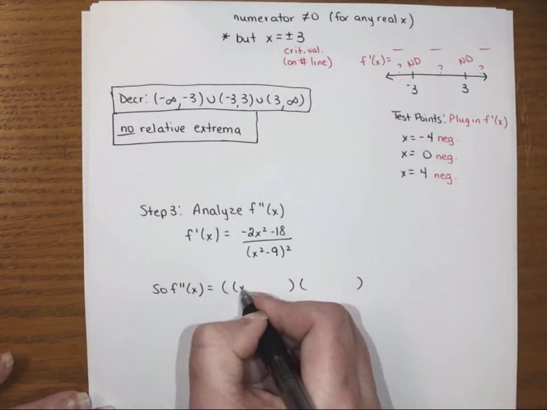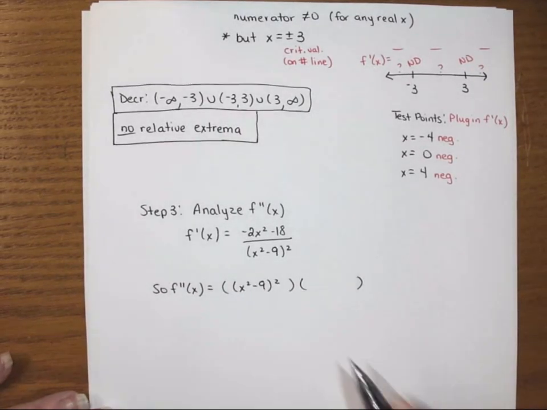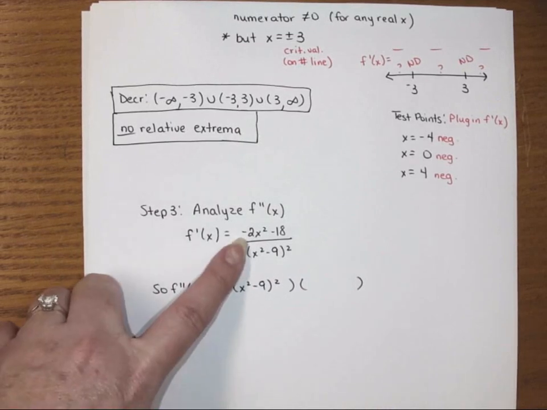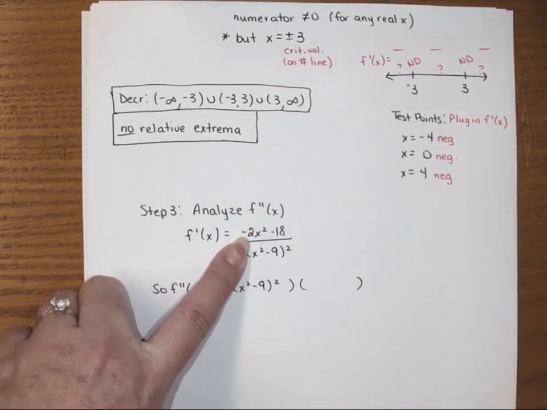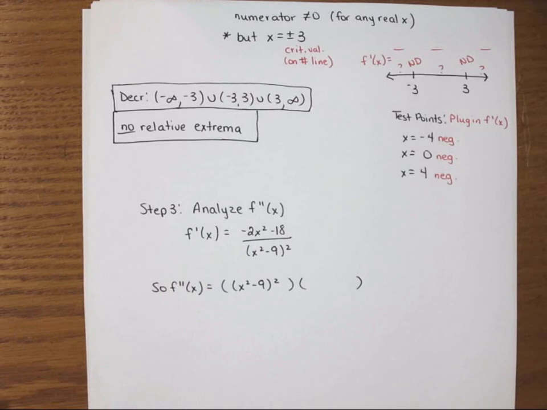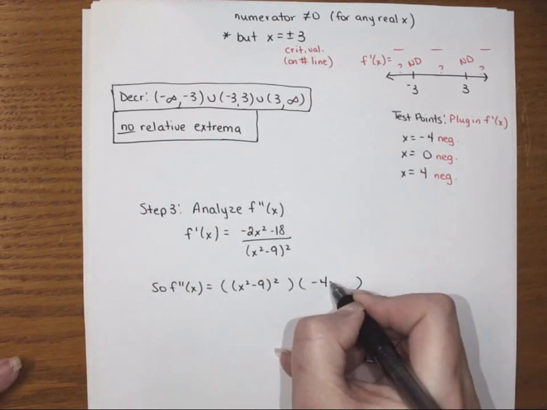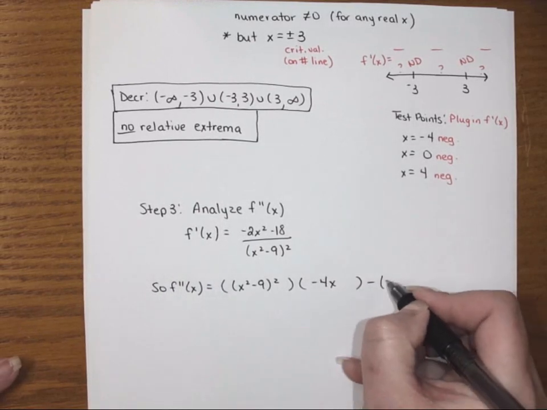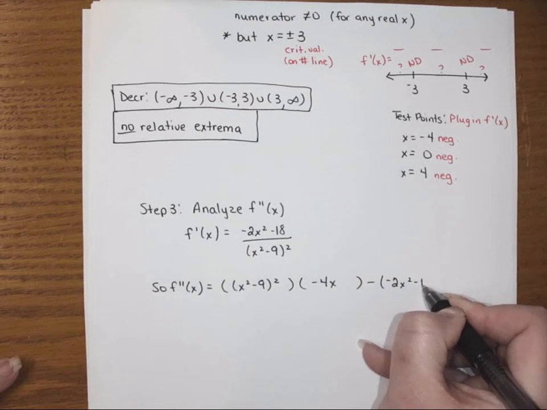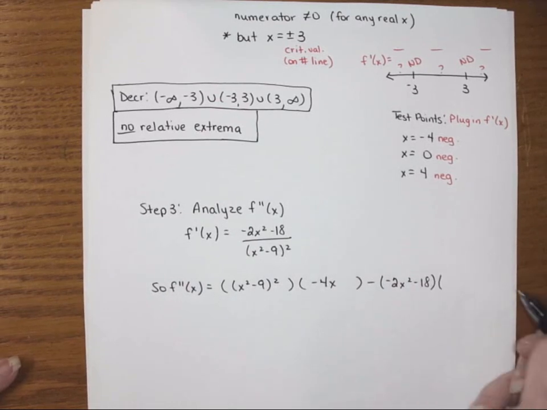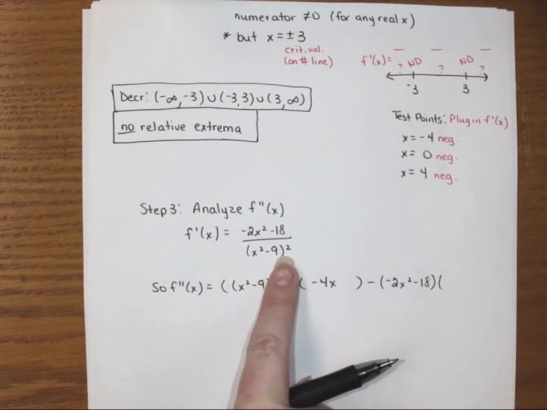So bottom looks like so, right? Looks like this. Times derivative of the top. Don't overthink it. The derivative of the top is the easier derivative to find, right? So the derivative of the top would be negative 4x. And then it's minus the top as it is times the derivative of the bottom. This is the toughest derivative we have here, right?